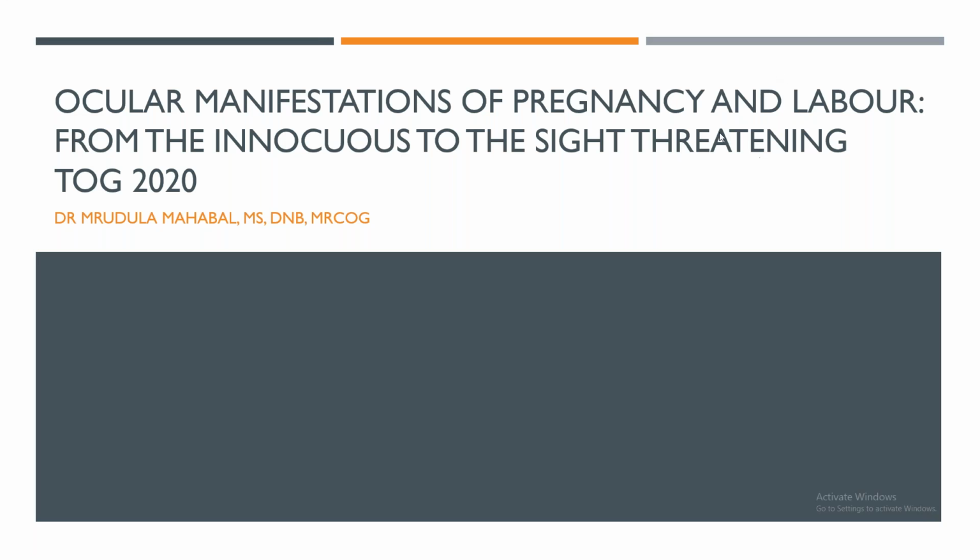So today's talk is an article from July 2020, that is ocular manifestations in pregnancy and labor, from the innocuous to the sight-threatening ocular problems in pregnancy. This talk basically discusses all minor to major changes that can occur during pregnancy, either physiological or pathological, and discusses in great detail diabetic retinopathy, which is the most common pathological thing which can occur in pregnancy.